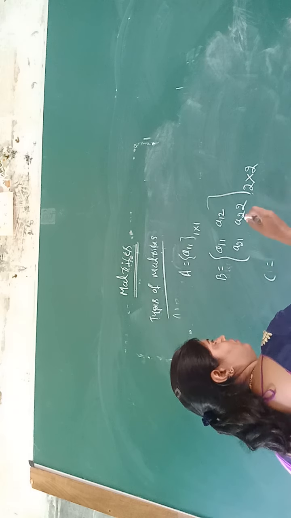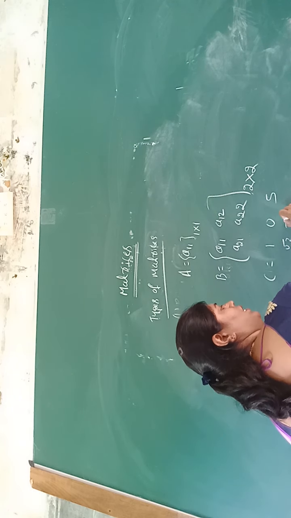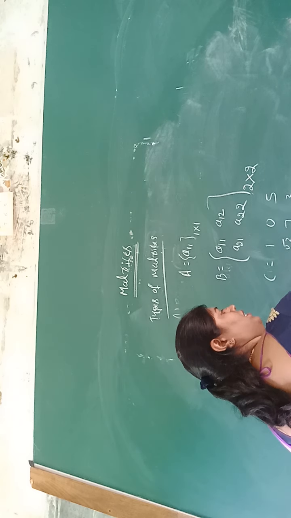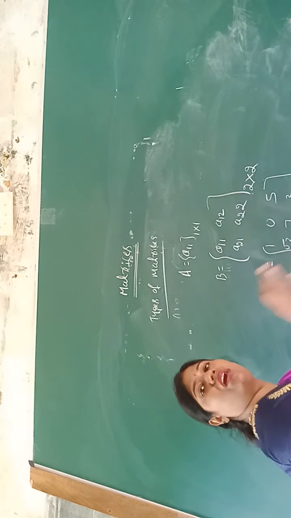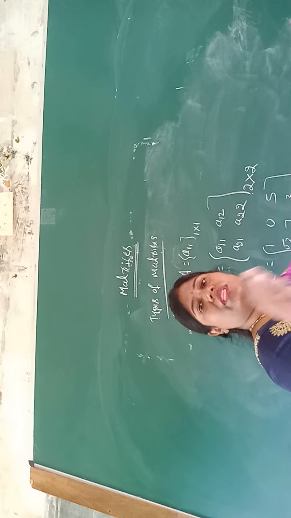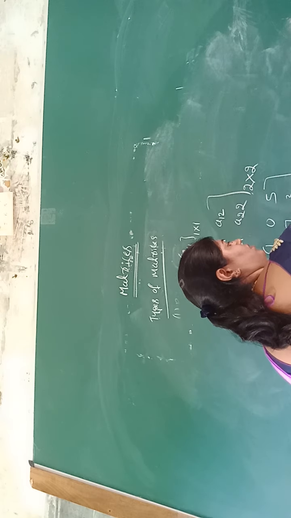Similarly, C is equal to 1, 0, 5, root 3, 7, 3, 5, 7, 2. How many rows here? There are 3 rows. How many columns? There are 3 columns. Therefore, the order of the matrix is 3 cross 3.